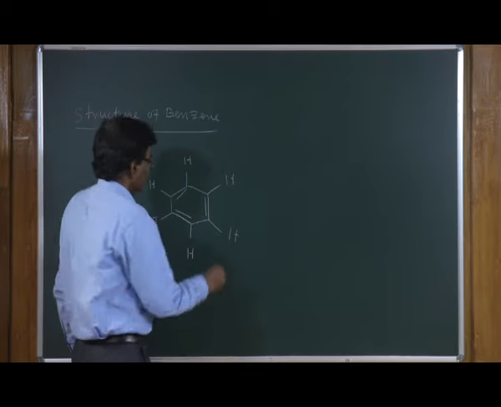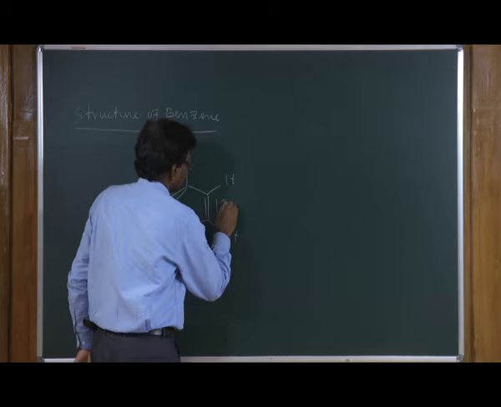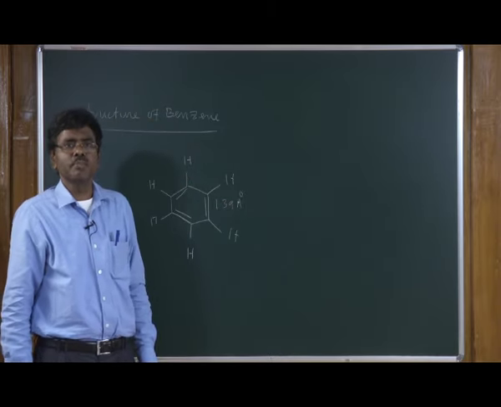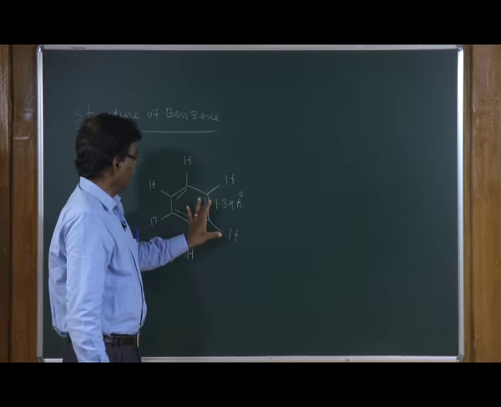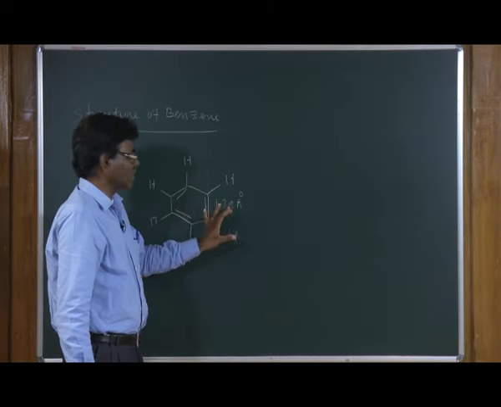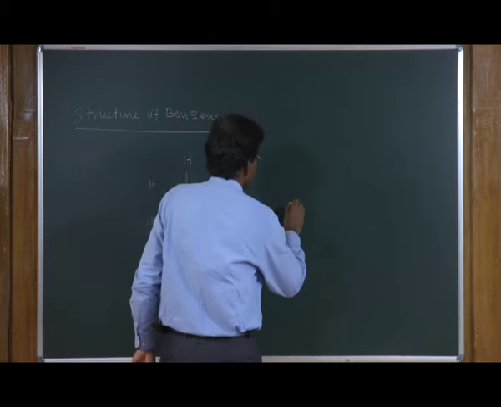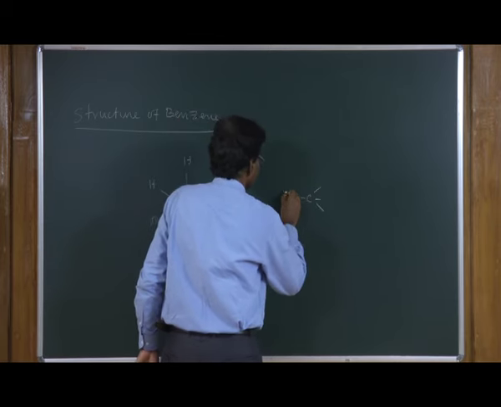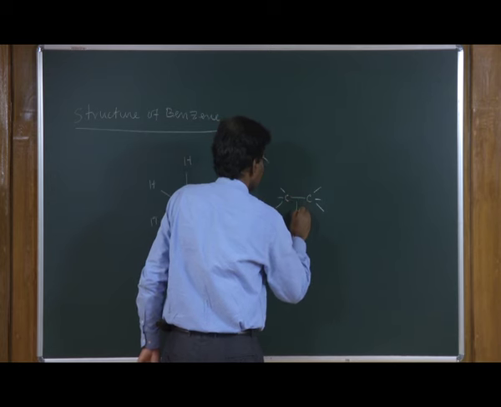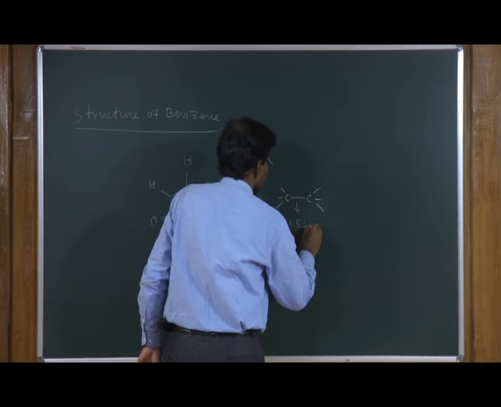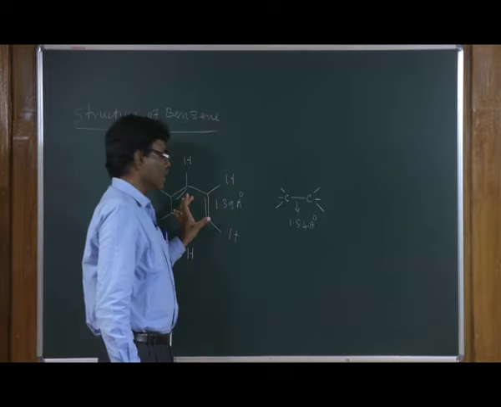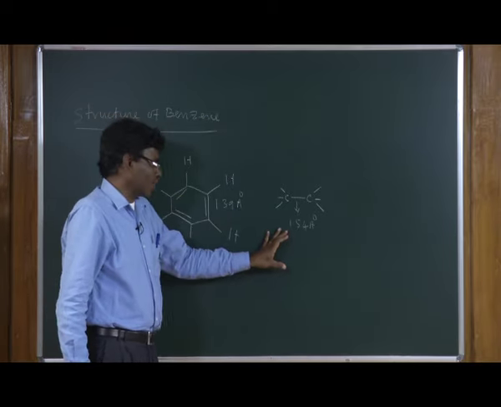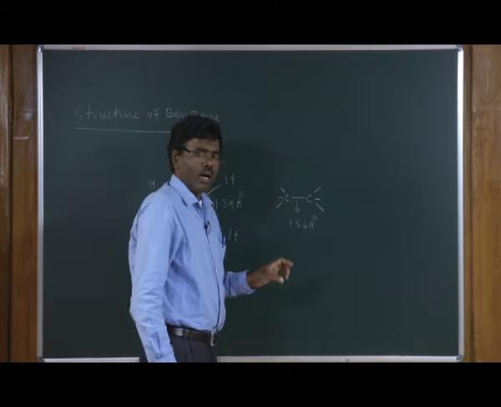the bond length is 1.39 Angstrom. So all carbon-carbon bonds have the same bond length, which is 1.39 Angstrom, which, if you compare with the carbon-carbon single bond, which is 1.54 Angstrom, the carbon-carbon bond length in benzene is smaller than the carbon-carbon single bond of alkane.